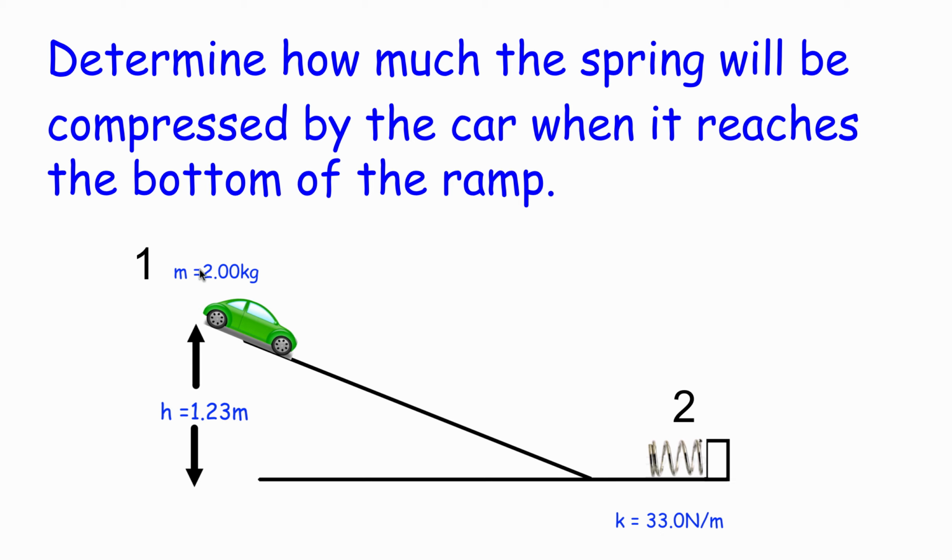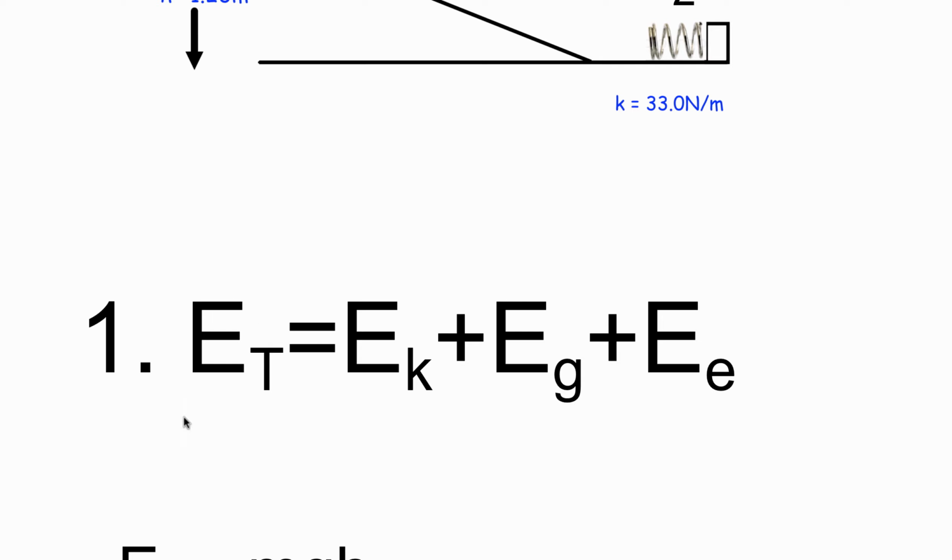So our question is, we want to know if the car is allowed to roll down the ramp and into this spring bumper, how much is it going to compress the spring? So I've marked this position here as number 1, which is the top of the ramp, and then number 2, which is the bottom of the ramp. So we're going to take a look at the total energy of the system at the top and the bottom, and as we know from conservation of mechanical energy, the energy you start with is the energy you have to finish with. So here are the variables.